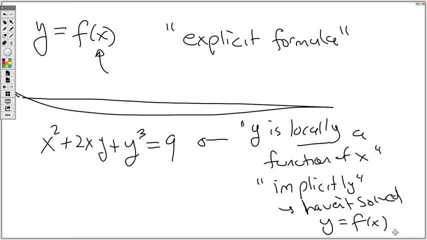So implicit differentiation is a way to get the derivative without having to solve for the dependent variable. We're going to start with an equation involving both letters, and we'll be able to find the rate of change of one with respect to the other without having to explicitly solve for one as a function of the other. Okay? That's the whole idea. That's why it's called implicit differentiation.